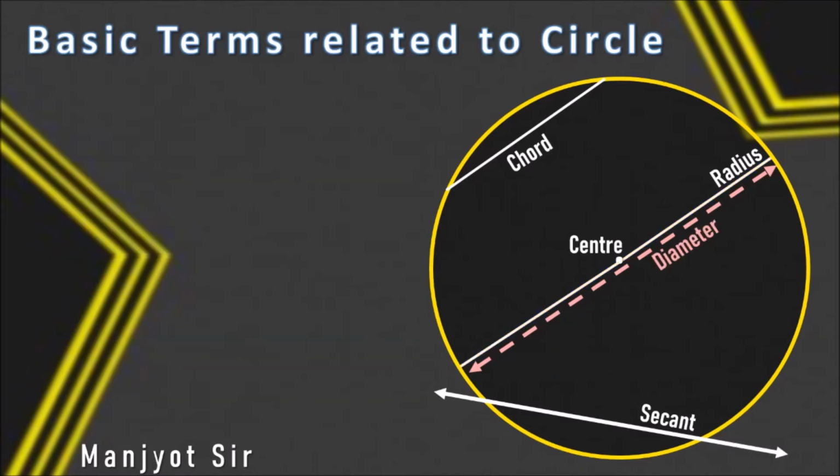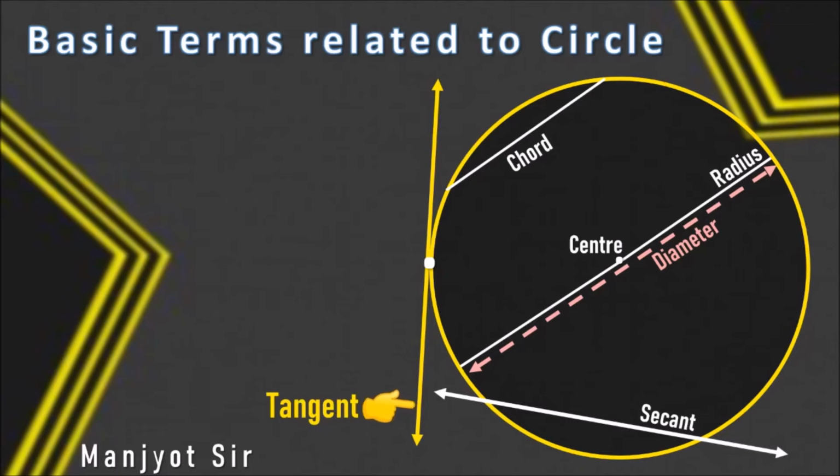Let's move ahead. Suppose I draw one line in the exterior of the circle and it touches at one and only one point. So a line which is in the exterior of the circle and touches the circle at one and only one point is called a tangent. So a tangent is nothing but a line which is drawn in the exterior of the circle but touches the circle at one and only one point.